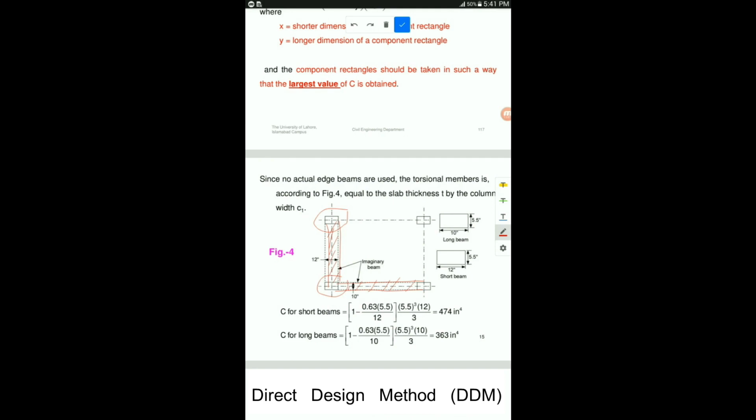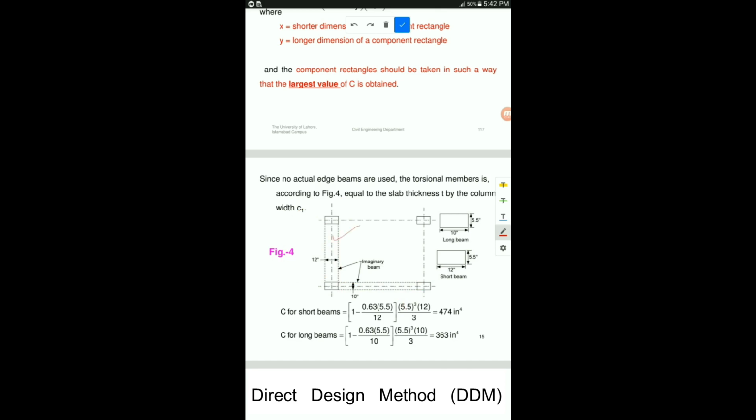They will have a depth equal to the slab thickness, meaning 5.5 inches. The beam will have a depth of 5.5 inches, and the width will be different for each of the two directions. The beams running in this direction will have a width equal to this dimension of the column, which is 12 inches. Similarly, the beam running in this direction will have a width equal to this dimension of the column, which is 10 inches. So in this way we say these are the beams, or this is the beam.